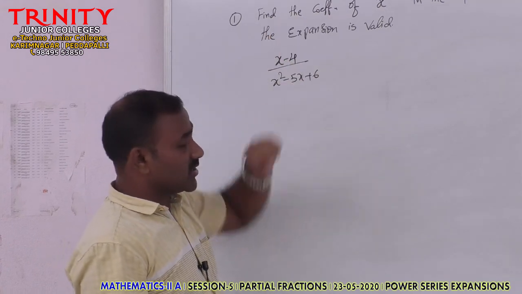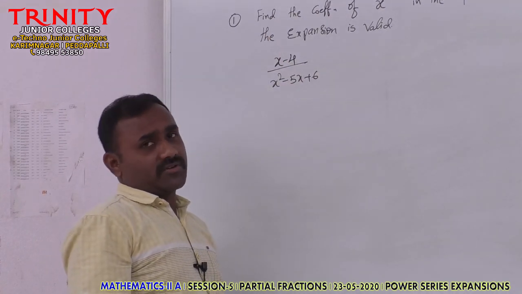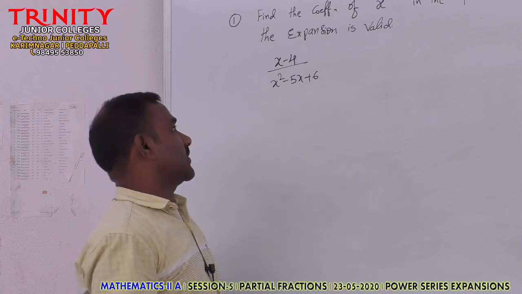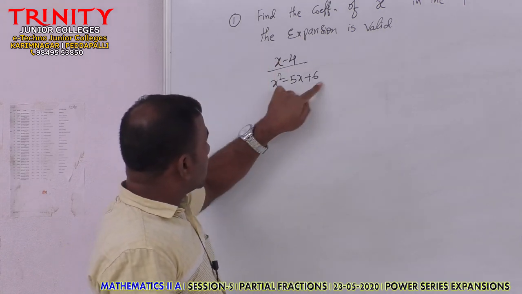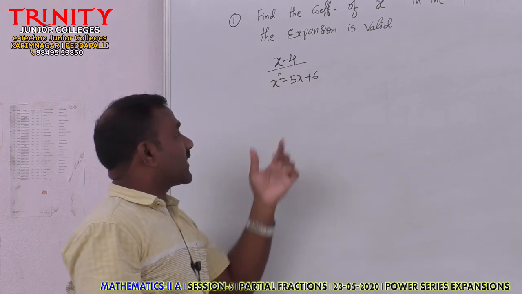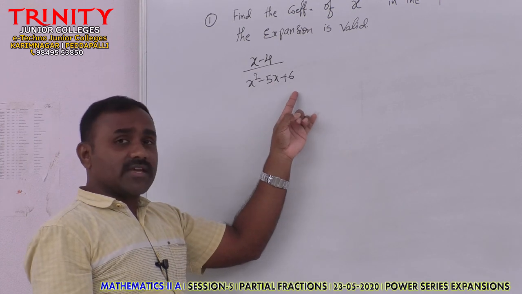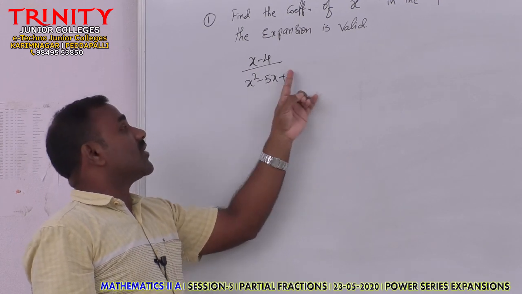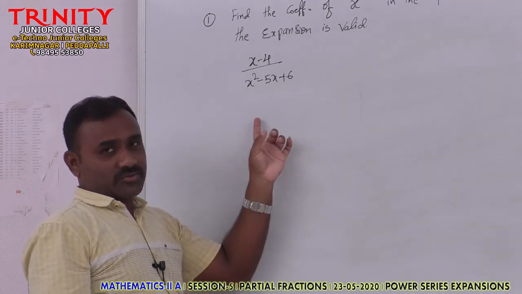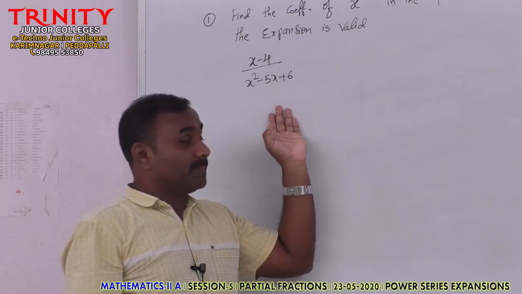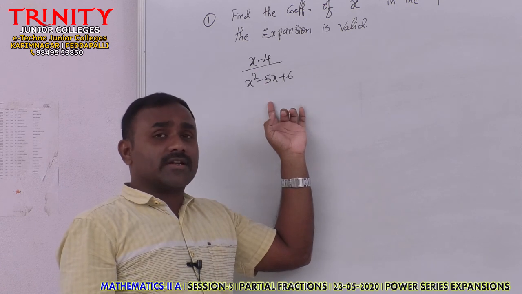Every proper fraction can be expressed as partial fractions. The sum of two or more proper fractions is nothing but partial fractions. But here in the denominator we don't have the factors. Here x square minus 5x plus 6 is a reducible quadratic polynomial. Reducible and irreducible we already discussed in the last class. What is reducible, what is irreducible?